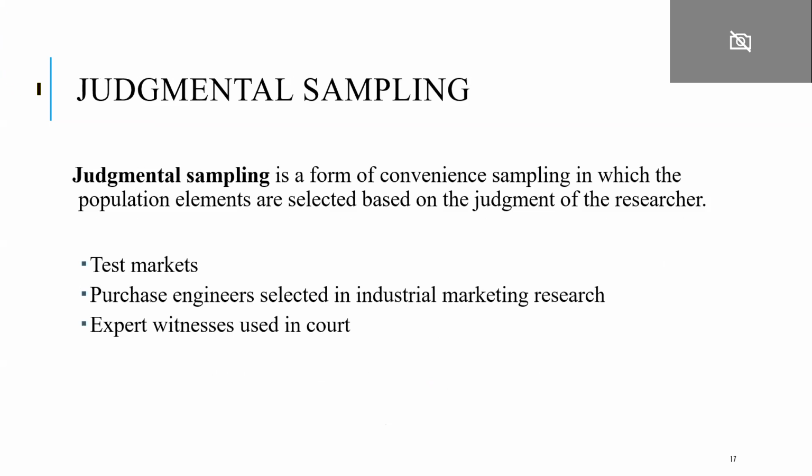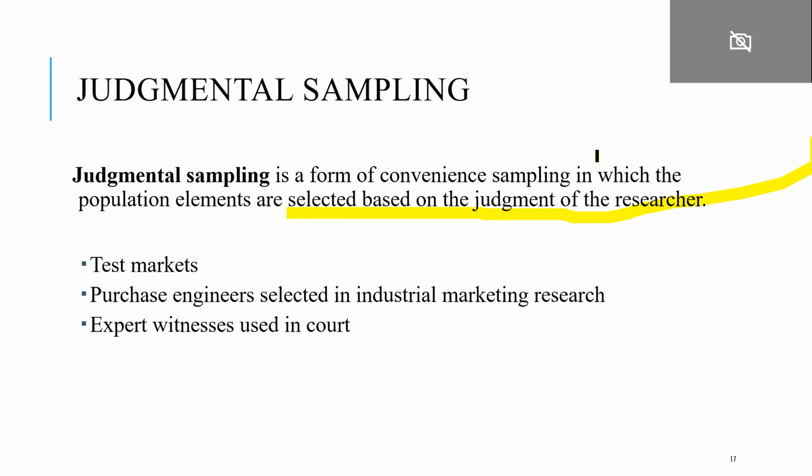The next type of sampling is judgmental sampling. Again, this is a form of convenience sampling in which the population elements are selected based on the judgment of the researcher. On the basis of the researcher's judgment, this judgmental sampling is used. Convenience means those who are easily available. There also the judgment of the researcher is there, but not in terms of sample selection. Yes, more or less there is a researcher's judgment.